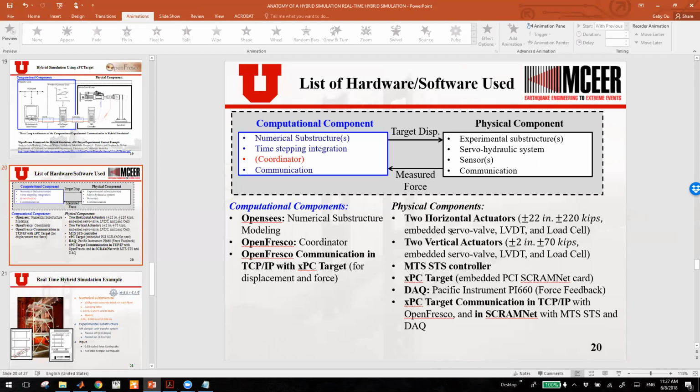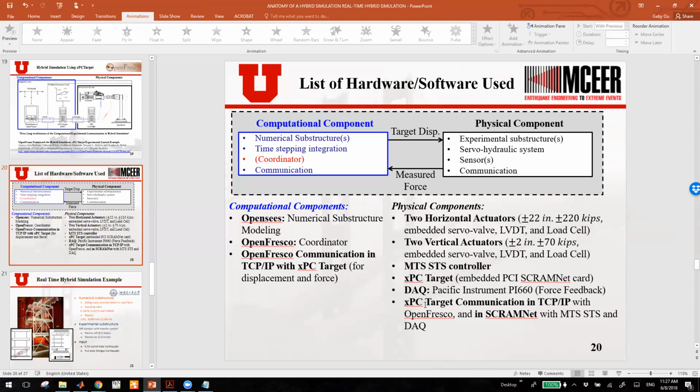And each actuator is embedded with servo valves, an LVDT, which is a sensor, and a load cell, which measures the force. And then they have the servo valve hydraulic system actuator controller as the MTS STS controller. And they use the PC target, which is an xPC machine that is running MATLAB Simulink in real time with an embedded ScramNet card, a PCI ScramNet card, for the communication. And they also have a data acquisition board, which is a Pacific Instrument PI660, to measure the force feedback.